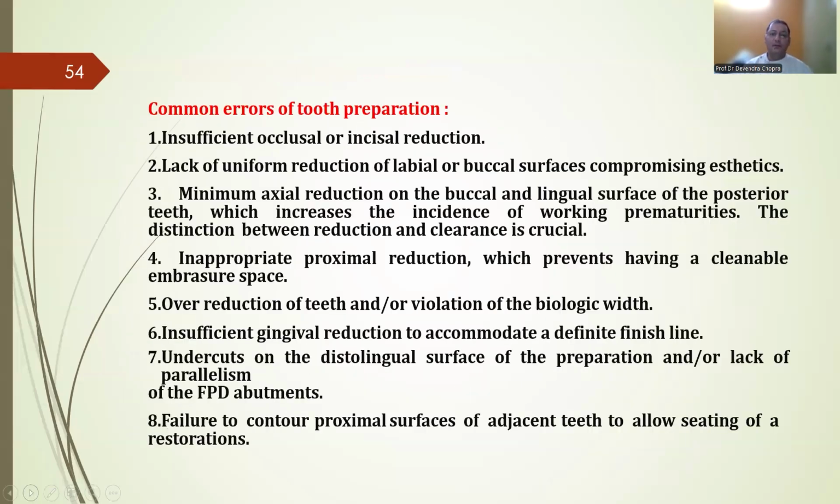Common errors of tooth preparation. Insufficient occlusal or incisal reduction, minimal axial reduction on the buccal and lingual surfaces of the posterior teeth, inappropriate proximal reduction, over reduction, undercuts on the distolingual surface of the preparation, and lack of parallelism while you are preparing your natural abutments for your fixed dental prosthesis, and failure to contour the proximal surface of adjacent teeth to allow seating of your restoration. Next.